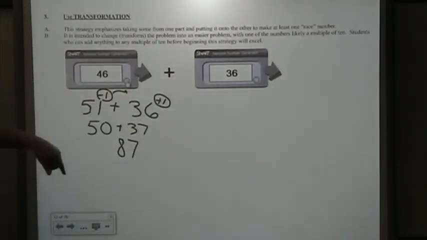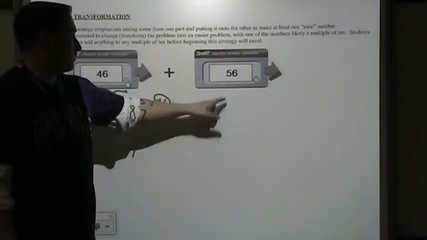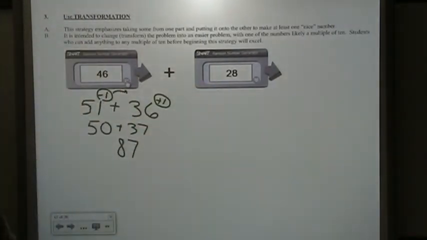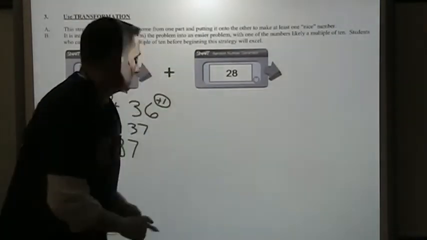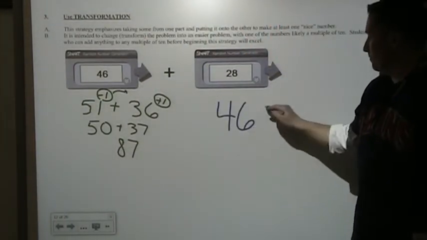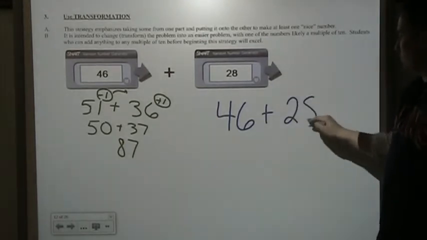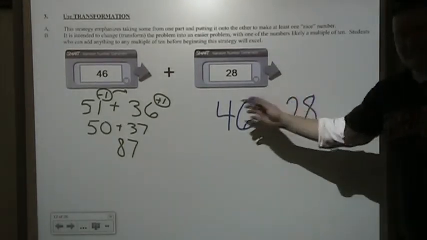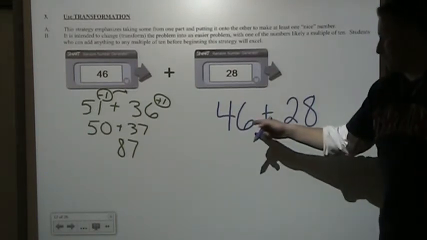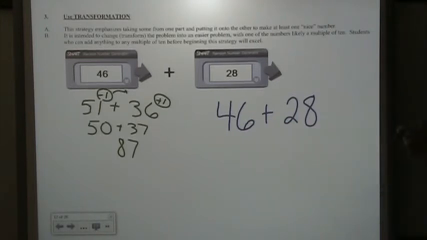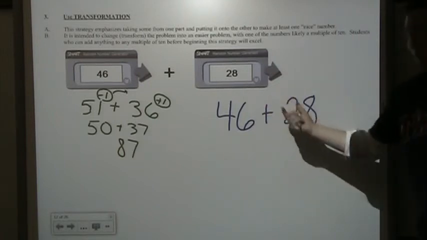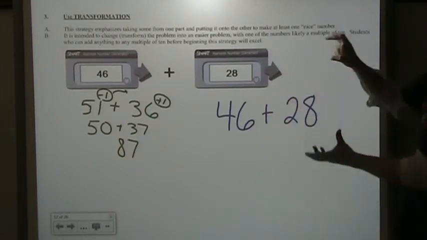Let's try another one. Let's go with 46 plus 28. So if I had 46 plus 28, I would have the students write it down. And they can choose either number. Okay, so I want to make, again, if I wanted to make this 50, I could make that 50. If I wanted to make this 30, I could do that instead. Okay, I'm not going to change them both. I'm just going to change one of them and move whatever I changed over.